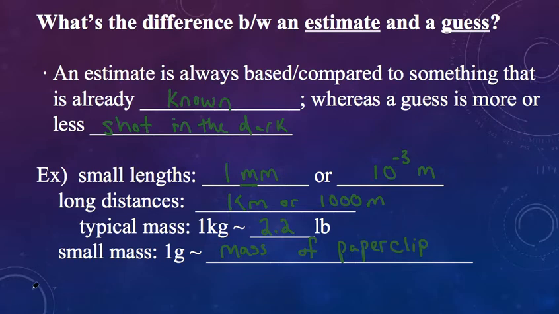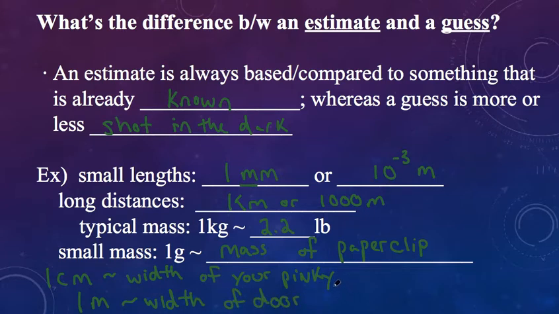Other things that you might want to jot down: a centimeter is approximately the width of your pinky. If you're looking at your pinky right now, it's about a centimeter. And if you're in a room with a door, the meter is approximately the width of a door. If you're comfortable with feet, a meter is approximately 3 feet. A meter and a yard are very, very close to one another.